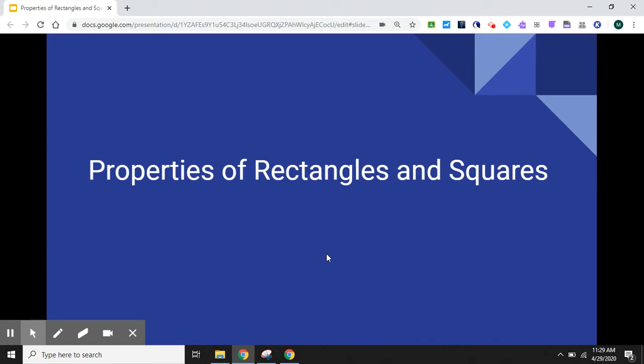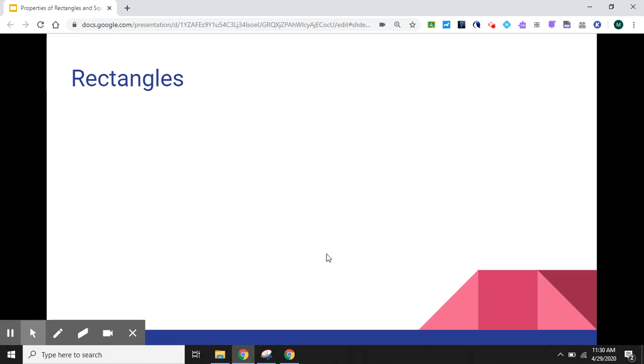Okay, ladies and gentlemen, so today we're going to talk about properties of rectangles and squares. You've already talked about parallelograms as well as rhombuses, or rhombi rather. So now let's go ahead and talk about rectangles and squares.